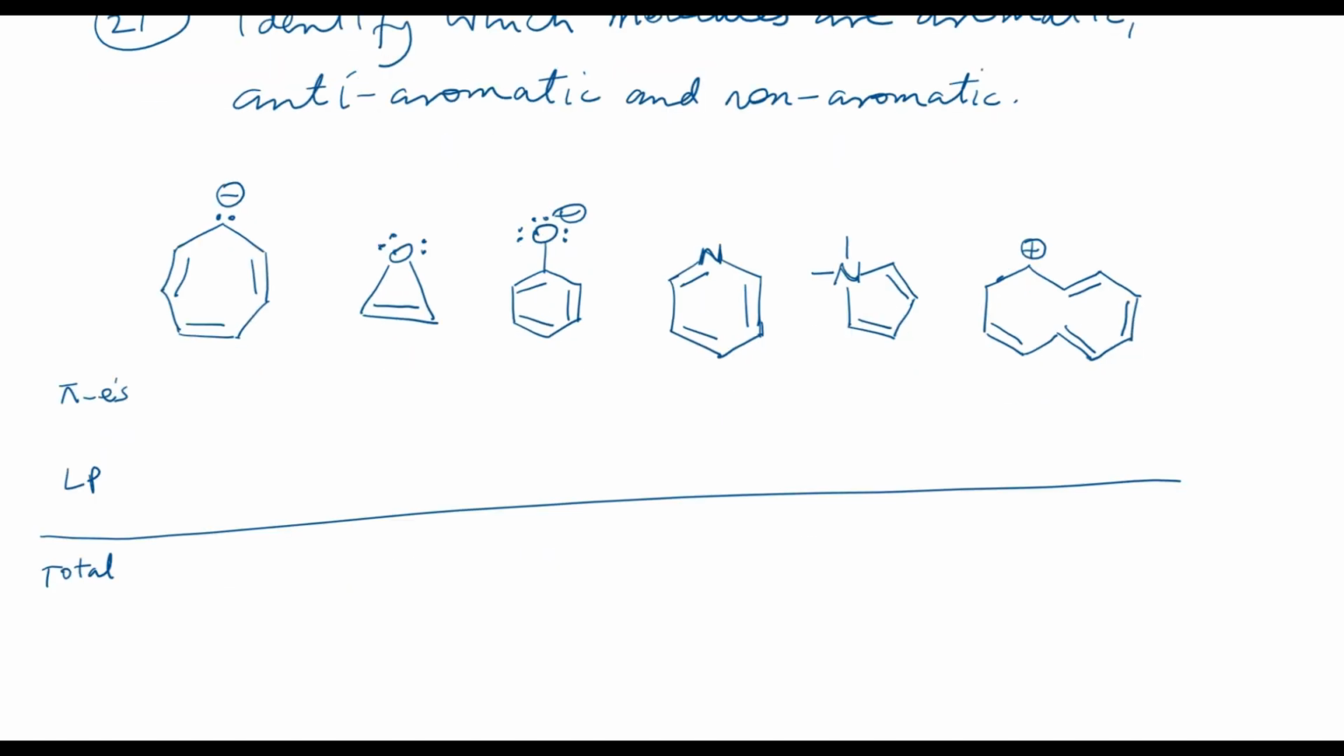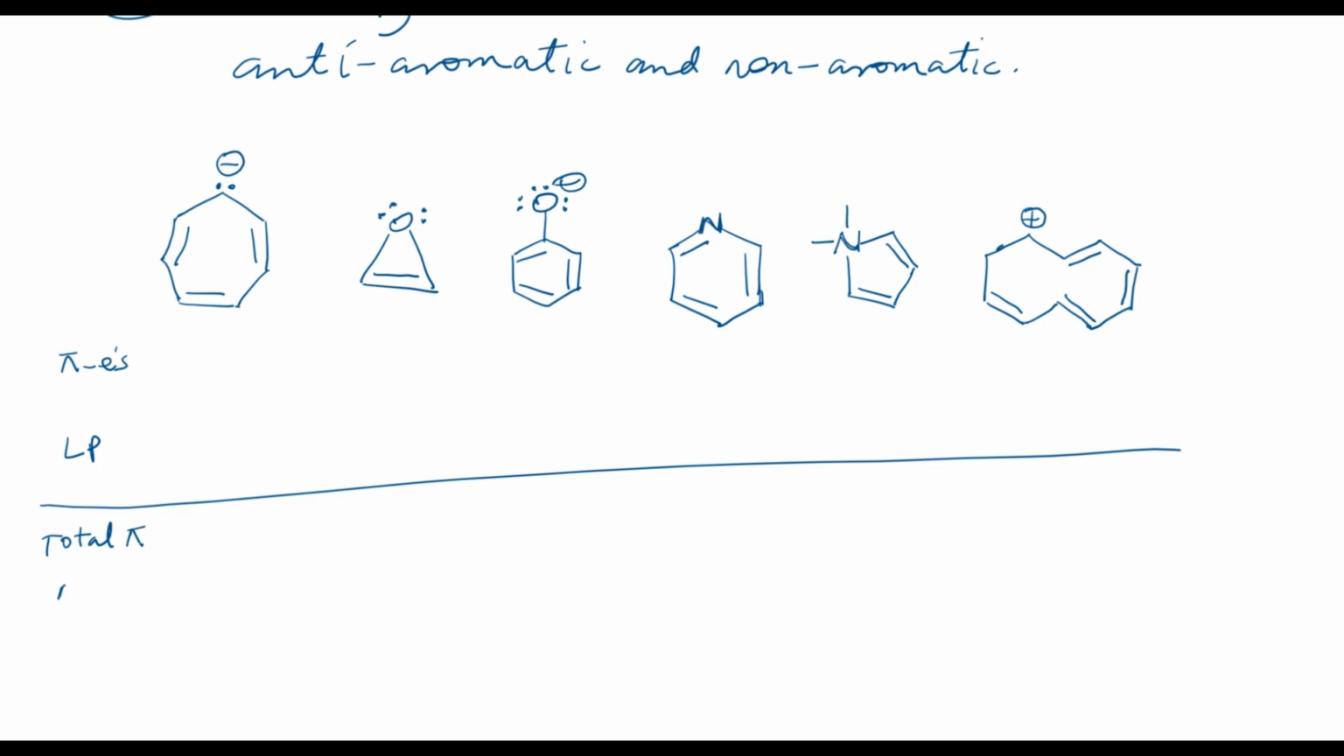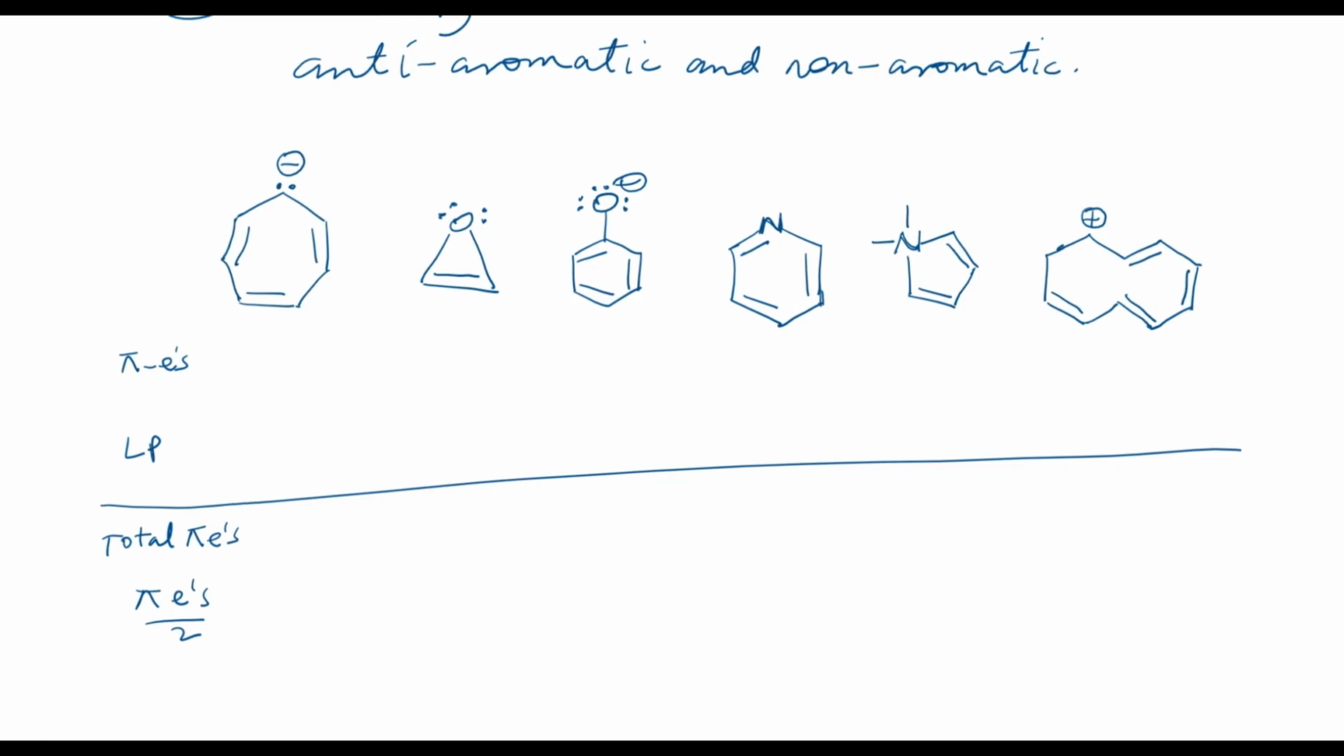Now, to determine if the molecule is aromatic or not, we'll divide total pi electrons by 2. If it's an odd number, we'll have an aromatic molecule. If it's an even number, then we'll have an anti-aromatic molecule. Let's start with the first molecule.